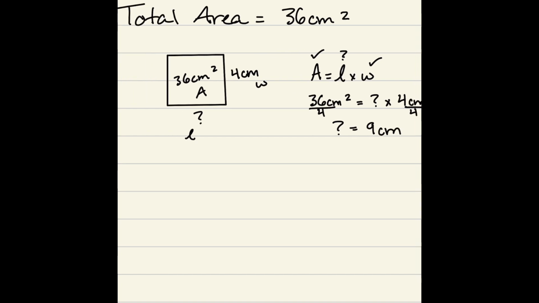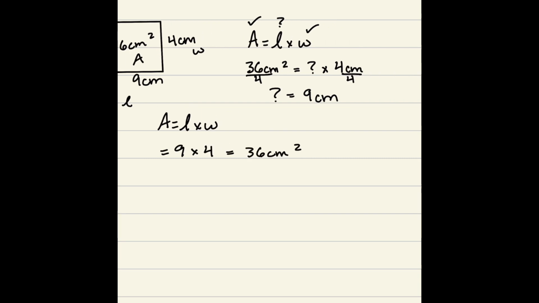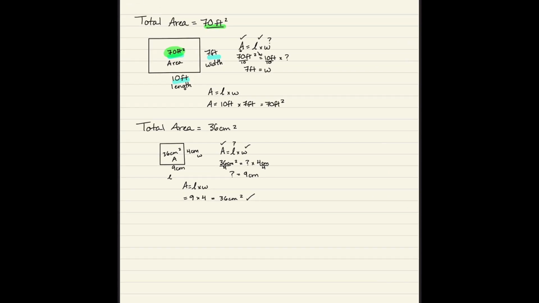Now we're going to check it. Let's plug that in here. We have our new 9 centimeters, and let's check. Area is equal to length times width. Length is 9 centimeters times 4 centimeters, which is equal to 36 centimeters squared. It checks out, and we got our correct answer.